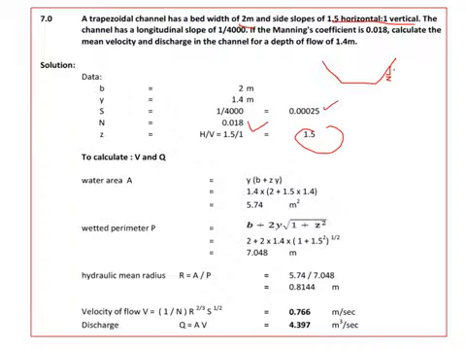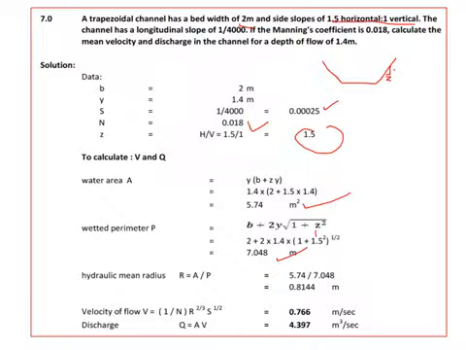Knowing the formula for the water area, which is Y into B plus ZY, and knowing the values of Y, B and Z, we are able to calculate water area, which is 5.74 meter square. Wetted perimeter is the length of channel boundary in contact with the flowing water, which is B plus 2Y root of 1 plus Z square. So substitute the values of B, Y and Z, and you will get the wetted perimeter. Now the hydraulic mean radius R is A by P, which is 5.74 divided by 7.048, which gives 0.8144 meters.